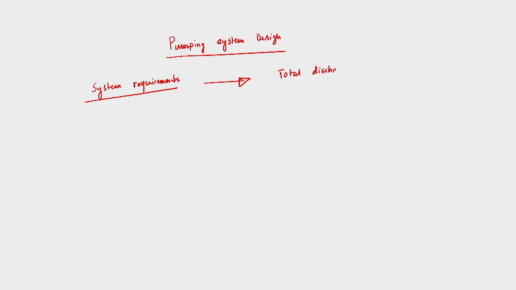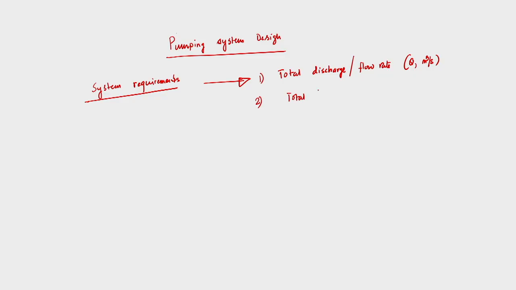So what is the total discharge? This is very important, total discharge or flow rate, that is meter cube per second. That means what is the total amount of discharge that a pump, rather a group of pumps, needs to supply when I am designing a pumping system. Number 2, what will be the total head that will be developed by the pump.